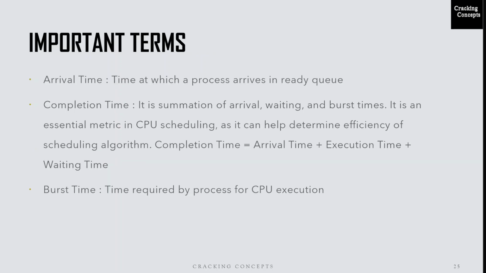Some of the other important terms include the arrival time, which is the time at which the process arrives in the ready queue. Then there is the completion time, which is when a process finishes execution and is no longer being processed by the CPU. It is the summation of the arrival, waiting, and burst times. It is an essential metric in CPU scheduling as it can help determine the efficiency of the scheduling algorithm. Then there is the burst time, which is the time required for a process for CPU execution.